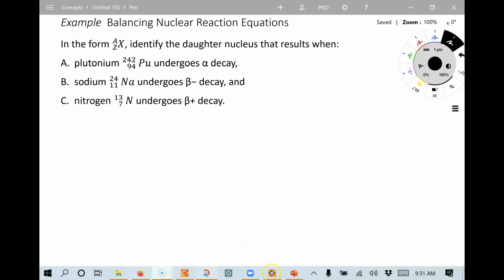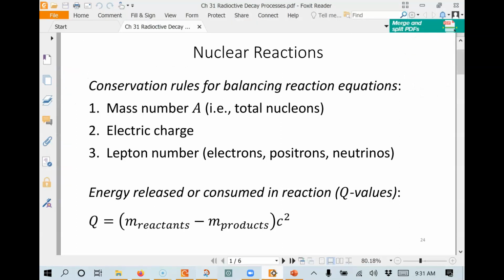Let's quickly look at some notes here. So, conservation rules for balancing reaction equations: a couple of things you want to look at on both sides of the reaction. The total mass number A is the same, the total electric charge on both sides is the same, which is conservation of charge, and the third one is lepton number. This one's a little bit different; it has to do with neutrinos, electrons, and positrons. Numbers 1 and 2 are the most important ones.